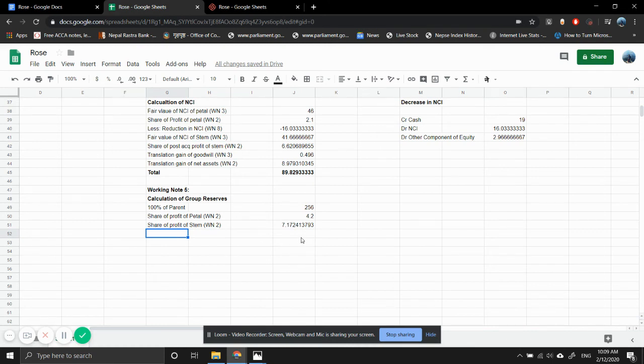Once this is done, is there anything else, translation gain or loss? No, not over here, because it goes into the other working note. Okay, working note number 6 will be other component of equity for parent, or we can say reserves, and then for petal.